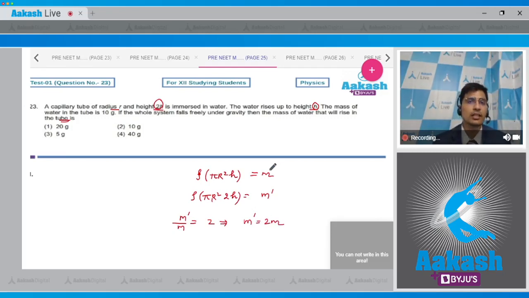And hence, in this case, twice of the initial mass of the water will be present in the capillary. Since initially the mass is 10 gram, the final mass will be 10 into 2, that is 20 grams. Therefore, for this question, the correct answer is option number 1. Now, let us move to the question number 24.